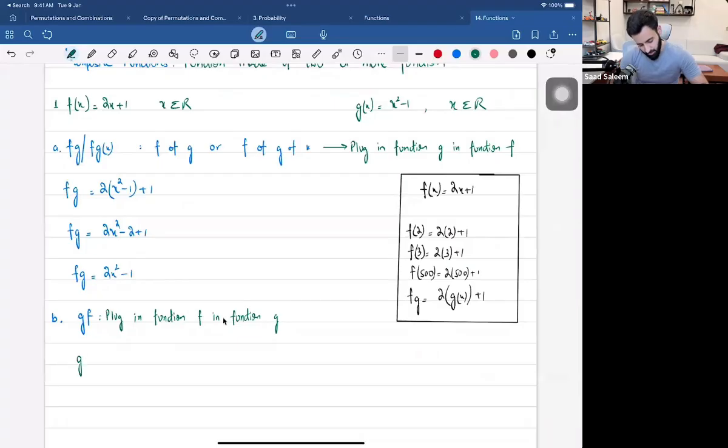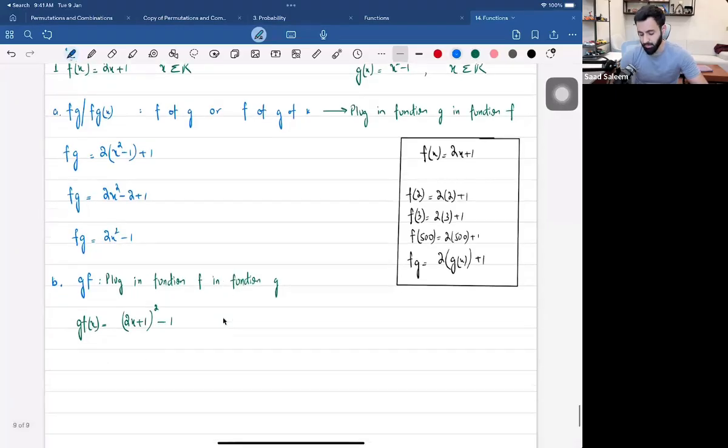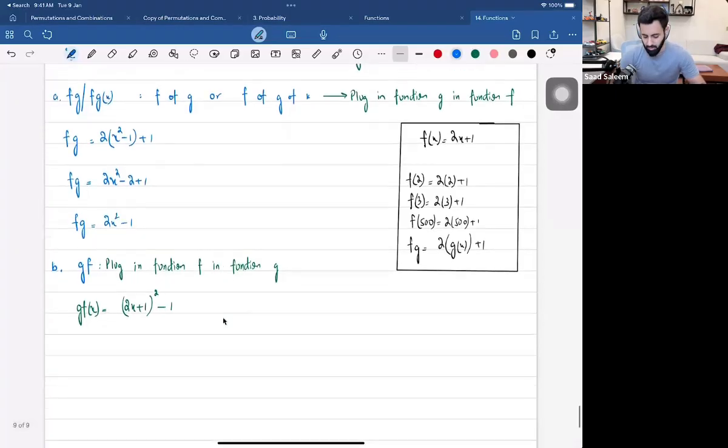So G of F or G of F of X both mean the same thing. Please don't get confused. So x squared, but now in place of x, we have 2x plus 1. So that's function F and then minus 1. Now this you can leave as it is unless the question says something else. But make sure that you read the question carefully to get an idea of how the question wants you to give your final answer. Like I said, questions are 95% of the time very clear as to how they want the final answer.